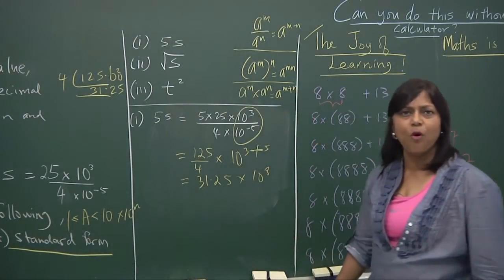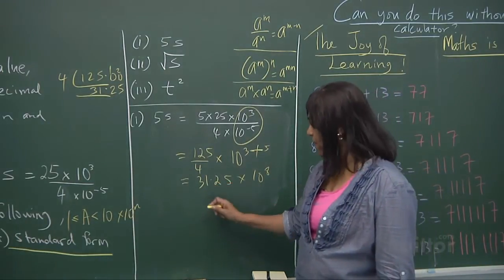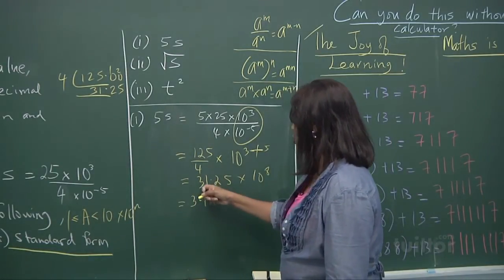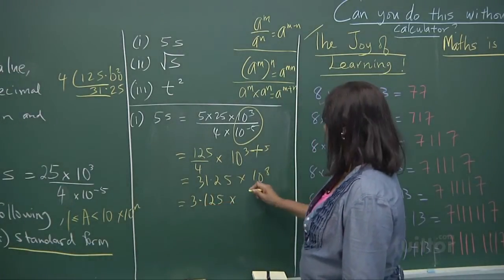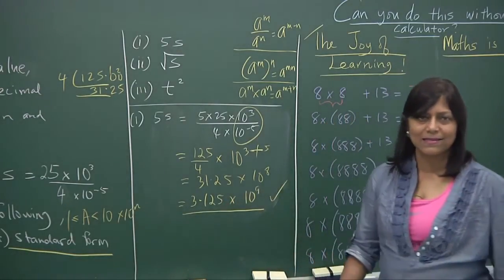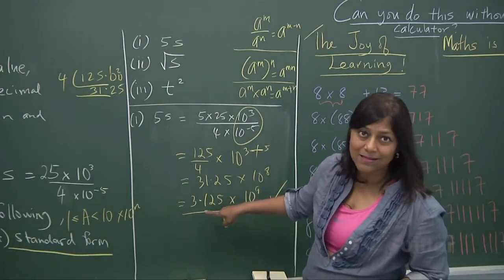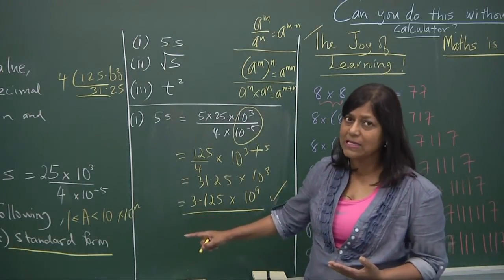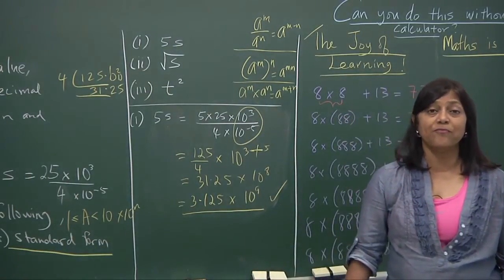Is this standard form? Nope, because it exceeds 10. So to make it standard form, you get 3.125 and you push the 1 into the power: times 10 to the power of 8 becomes 10 to the power of 9. That's your 5s. This is 3 decimal places in standard form. And how many significant figures are there? 1, 2, 3, 4. 4 significant figures.